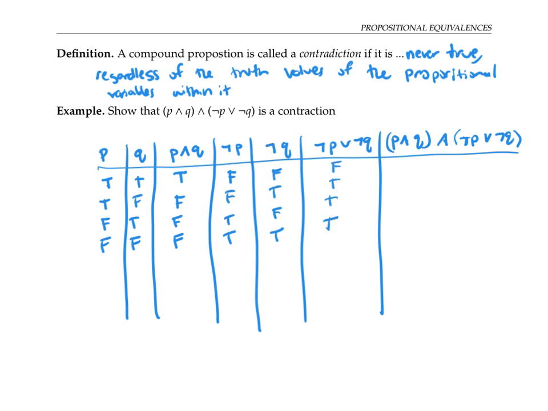Finally, if I want to find out the truth value for this expression, that's going to be true when this expression P and Q is true, and the expression not P or not Q is also true. And if you look at each row, we see that it never happens that both of those parts are true. So therefore, this expression is always false. We have a contradiction.